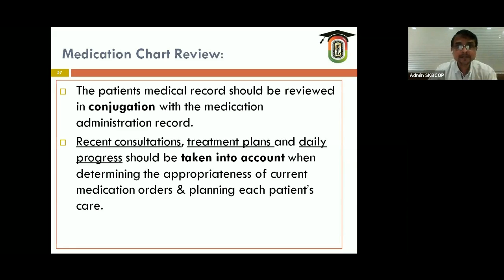Recent consultations, treatment plans, daily progress should be taken into account when determining appropriateness of current medication order and planning each patient's care. So if there are some recent consultations for that particular patient, some treatment plans, and the daily progress of that patient, that should be taken into account while determining the appropriateness of the current medical order.